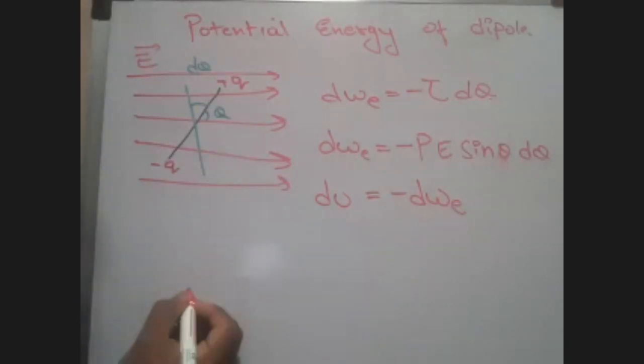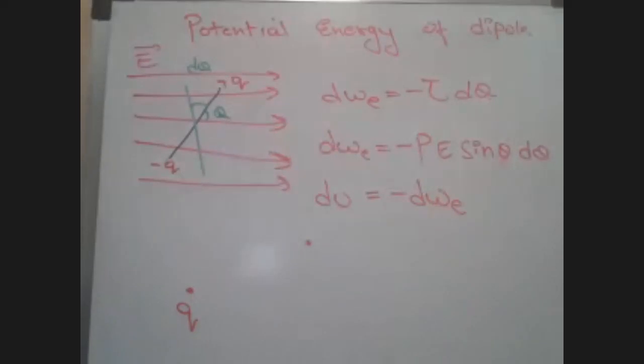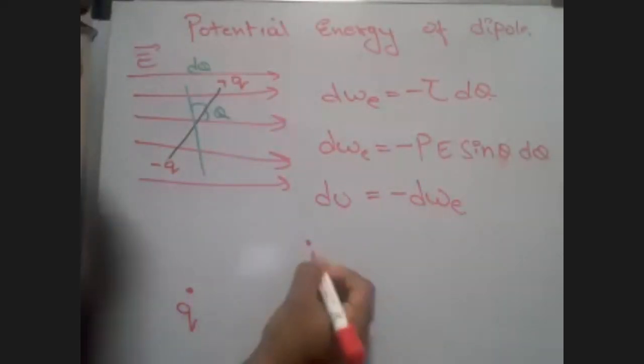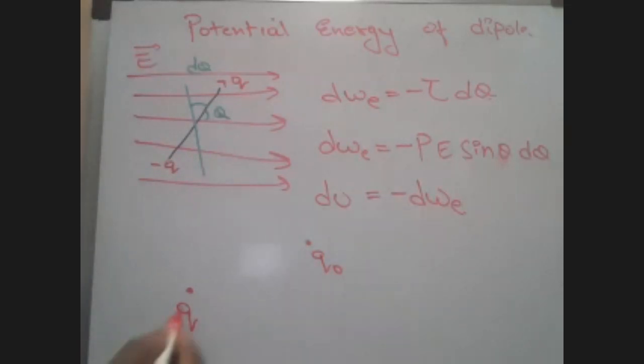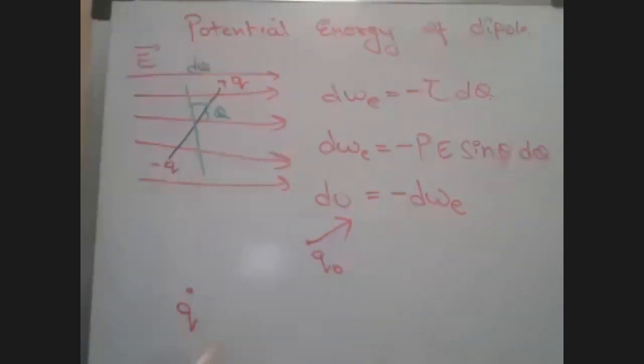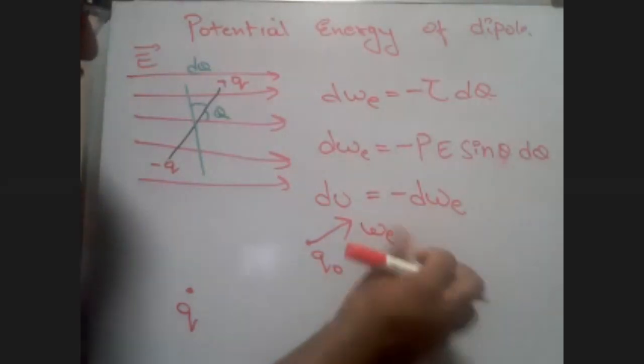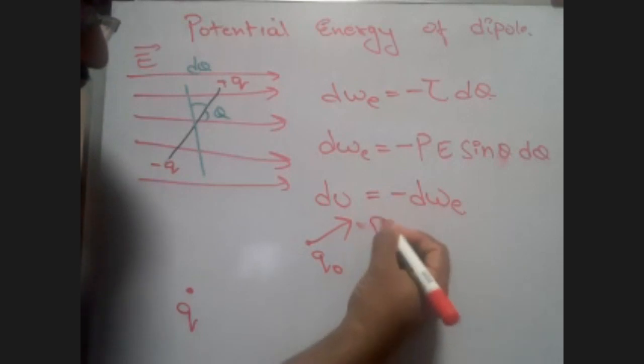If there are two charges here, say this is Q, I bring a test charge, say Q naught, from infinity. This charge Q is going to apply a force on it and repel it like this. It is called the electrostatic force. I'll just name it F_e.